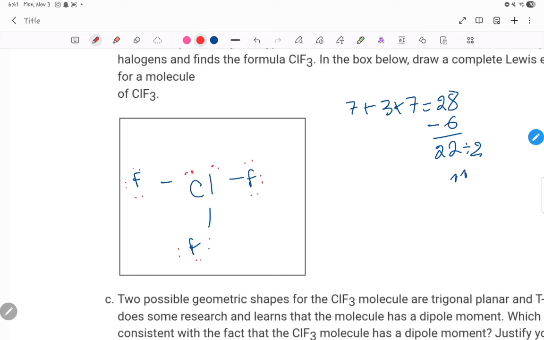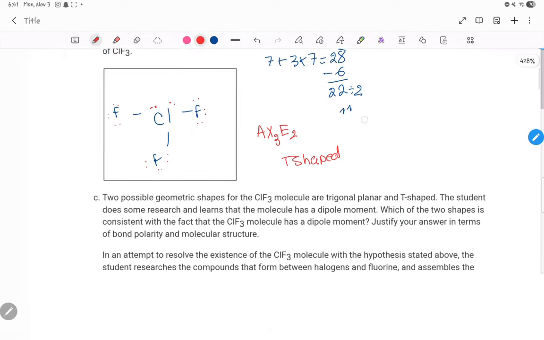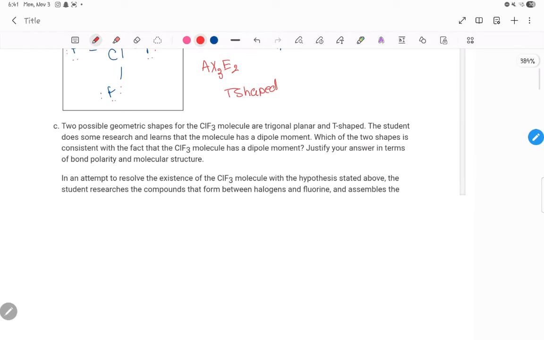And what is the geometry of this structure? It is AX3E2, and usually this is T-shaped. Now, 2 possible geometric shapes for this are either trigonal planar or T-shaped. The student does some research and learns that the molecule has a dipole moment. Which of the 2 shapes is consistent with the fact that the ClF3 molecule has a dipole moment? Justify your answer in terms of bond polarity and molecular structure.